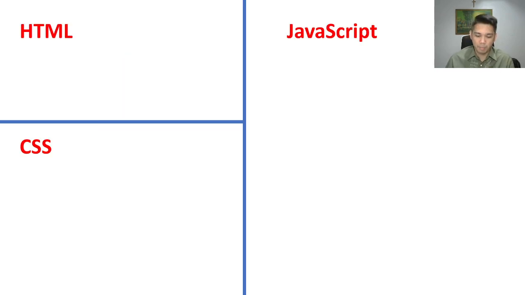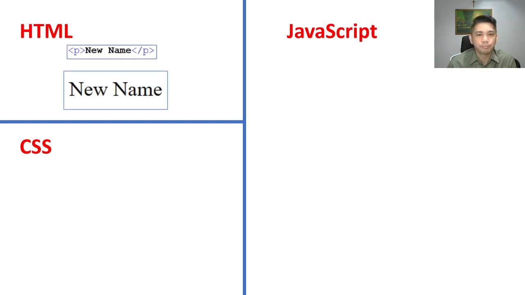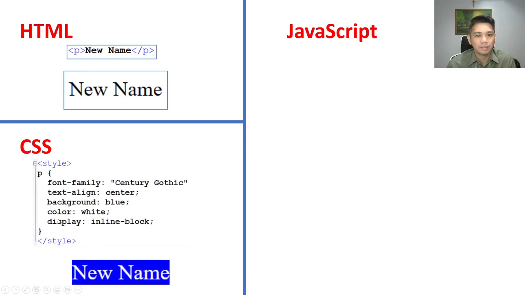Now, just to give you a small sample of how JavaScript looks like, let's start from the basic. If we will provide a paragraph tag in HTML that has a content new name, more or less it would look like this on a browser. Now, adding some CSS to this paragraph tag, it would change the paragraph, or not really change, but rather it will add a look that is provided in the selector P.